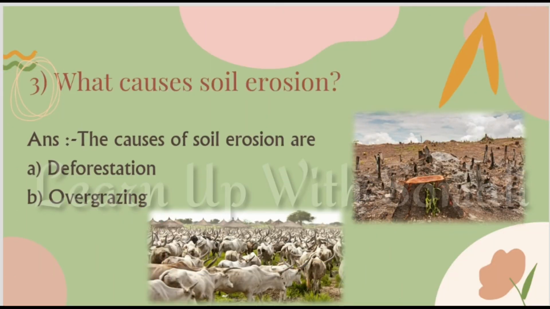Now let's look into question number 3. What causes soil erosion? The answer of this question is the causes of soil erosion are A. Deforestation, that is cutting down of forests and trees, and B. Overgrazing, that is mostly the animals.